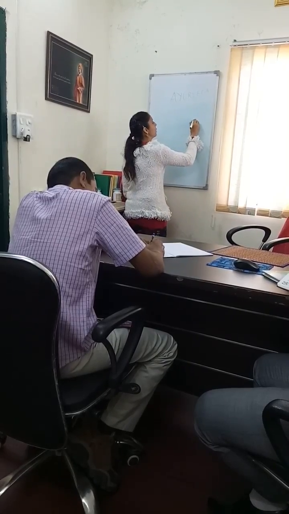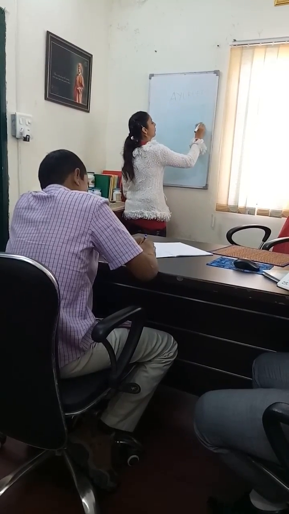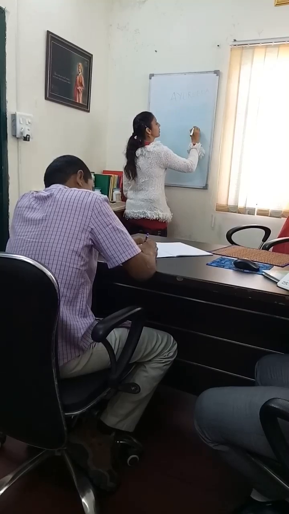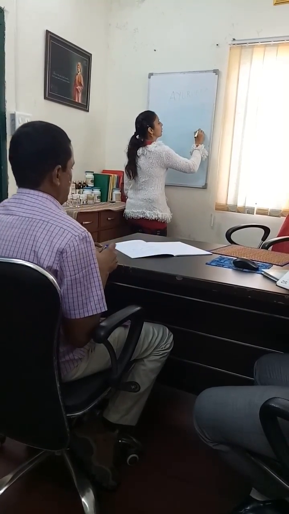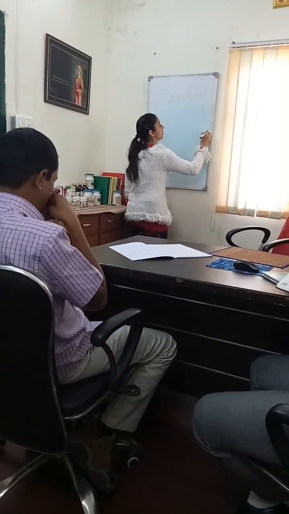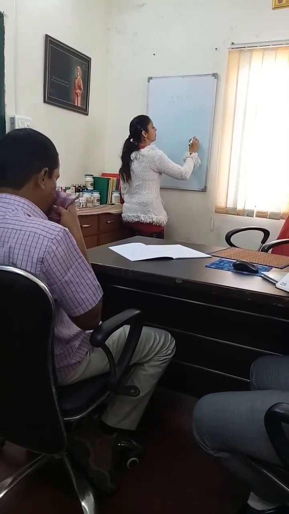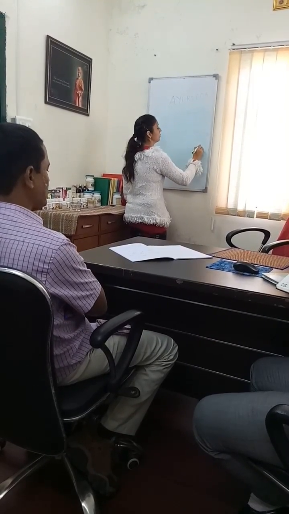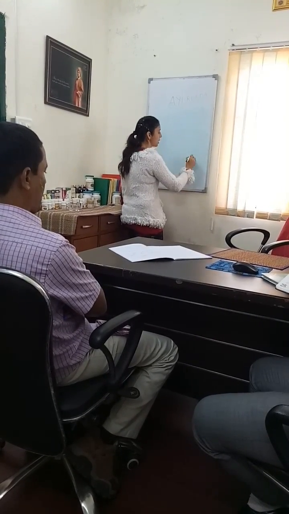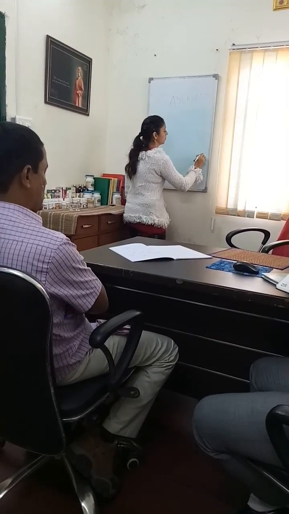Rakt is blood. Mams is mass. Muscle, tissues. Skin. Med is fat. Asti, bone. Majja, bone marrow. Bone marrow, you know?